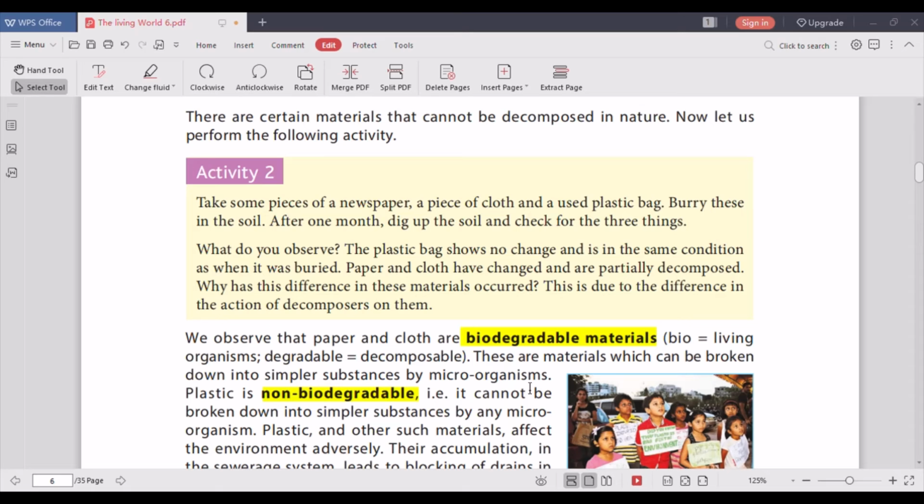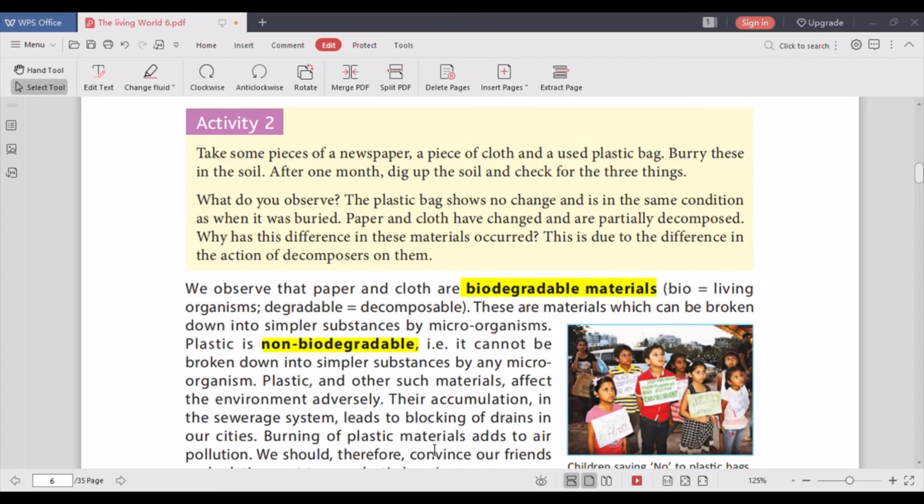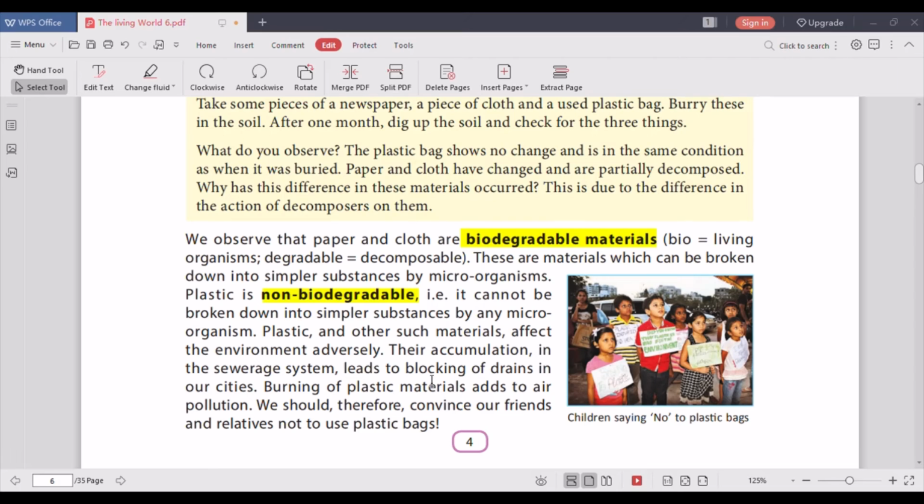Plastic and other such materials affect the environment adversely. Their accumulation in the sewage system leads to blocking of drains in our cities. Burning of plastic material adds to air pollution. We should therefore convince our friends and relatives not to use plastic bags.